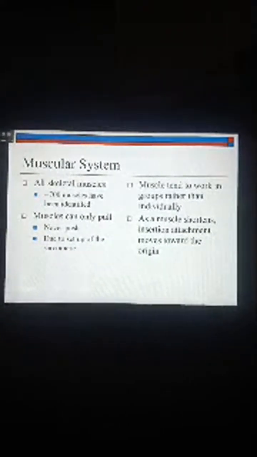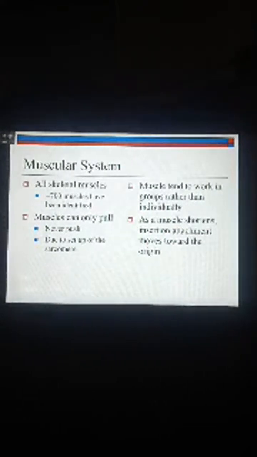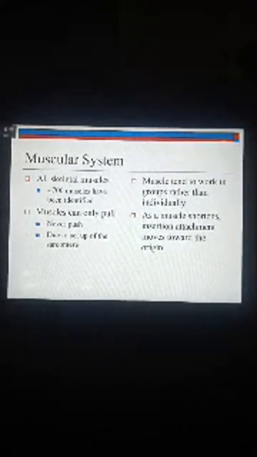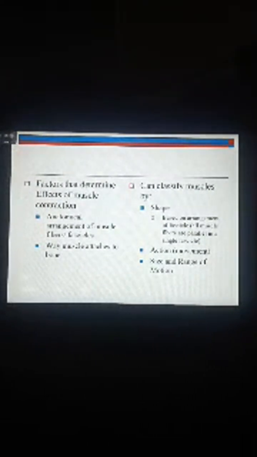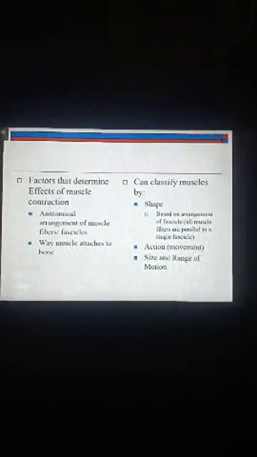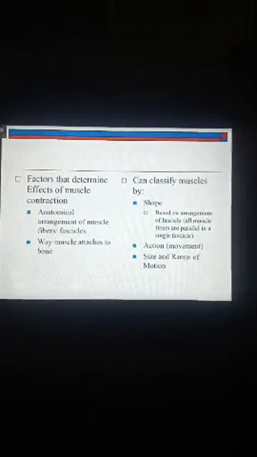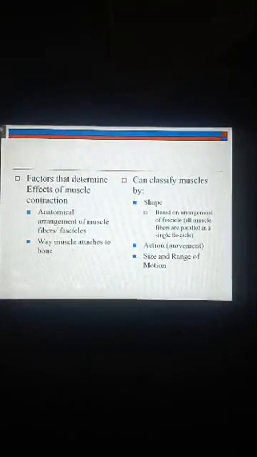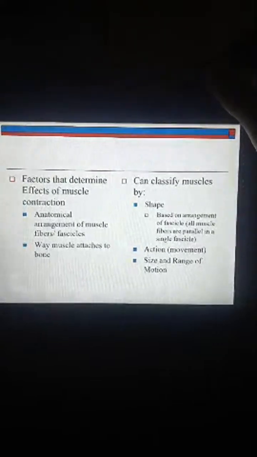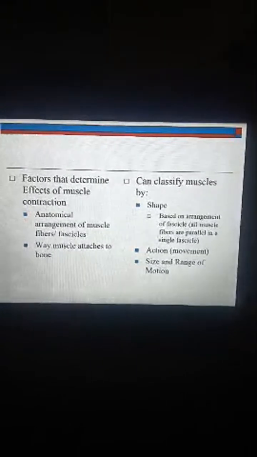Now, muscles, just like people, like to work in groups. That way they can harness greater strength and they can do more work and have more capacity. And as a muscle shortens, remember, the insertion moves towards the origin. So when we look at the factors that determine the effects of muscle contraction, there's several things that go into that. One is the arrangement of the fascicles or the fibers. So they can only pull in the direction in which they are laying. And of course, the way the muscle attaches to the bone. If we have a lot of attachments or thick attachments, then we're going to be able to generate a bigger pull than if we have small attachments or fewer attachments.